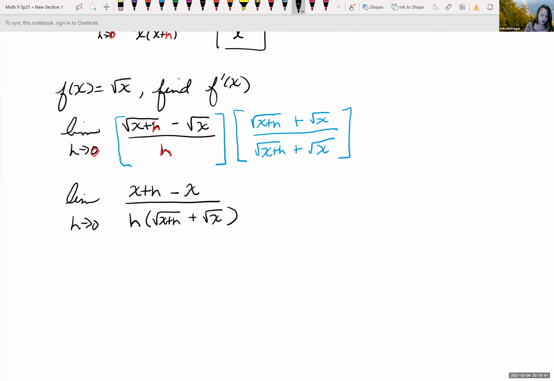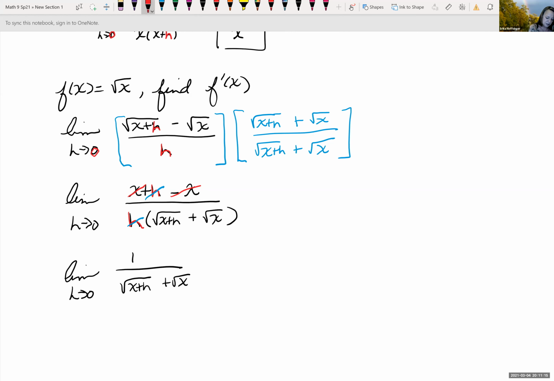So again, those terms that don't have the h cancel out, x minus x cancel. I'm left with just h in the numerator. I have a single h in the denominator. They're like terms, those are going to cancel. And so we're left here with a limit as h is approaching 0 of 1 all over the square root of x plus h plus the square root of x.